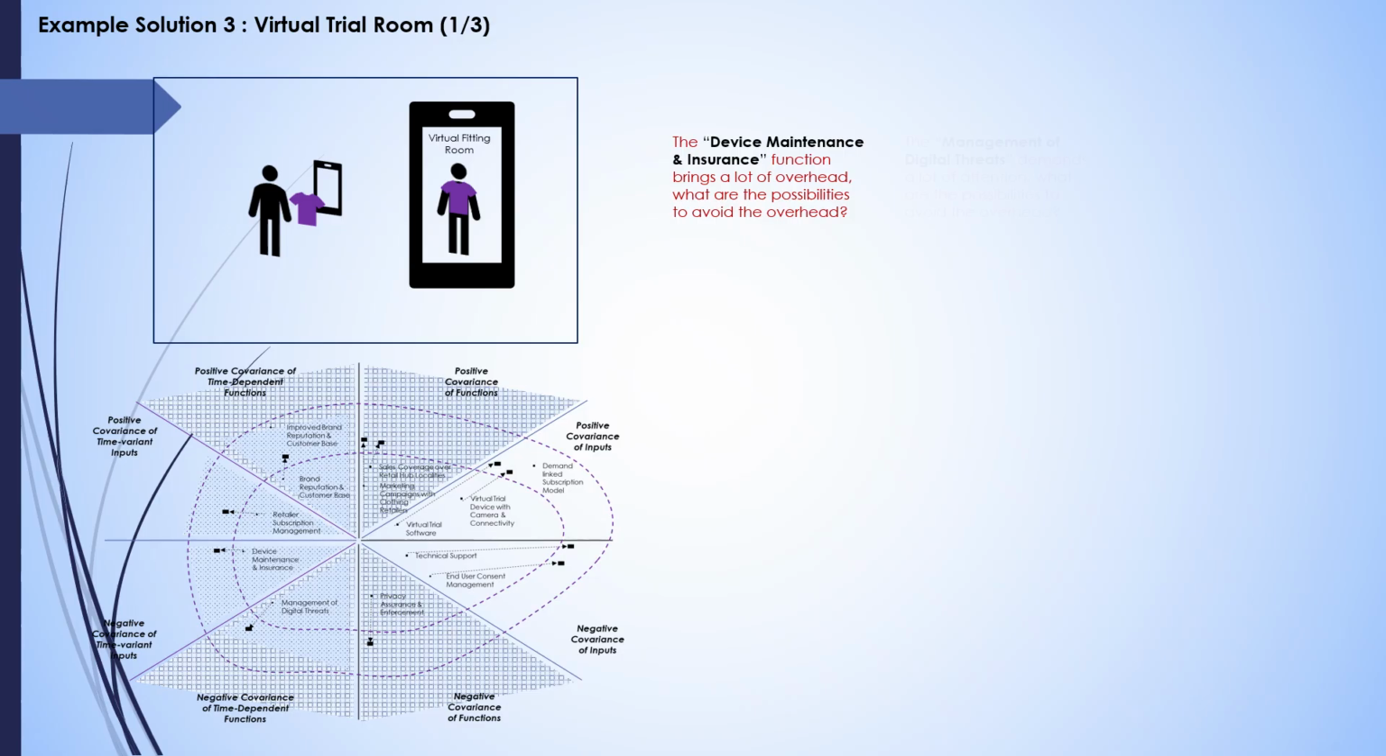Management of digital threats is perhaps the most unpredictable of the 3. Unlike maintenance, which follows a somewhat foreseeable degradation curve, digital threats arrive without warning, and their complexity and sophistication grow over time as the solution becomes a more attractive target. Vigilance here isn't periodic, it's constant.